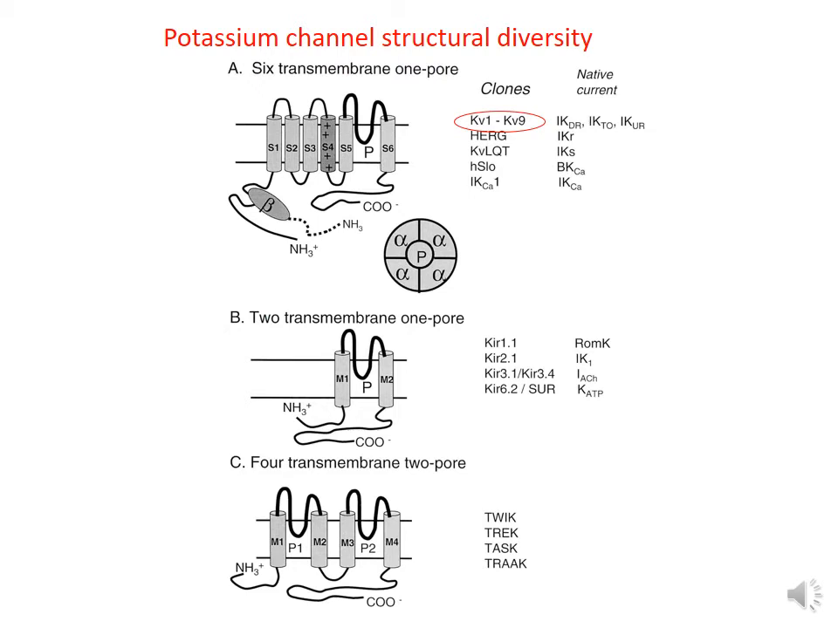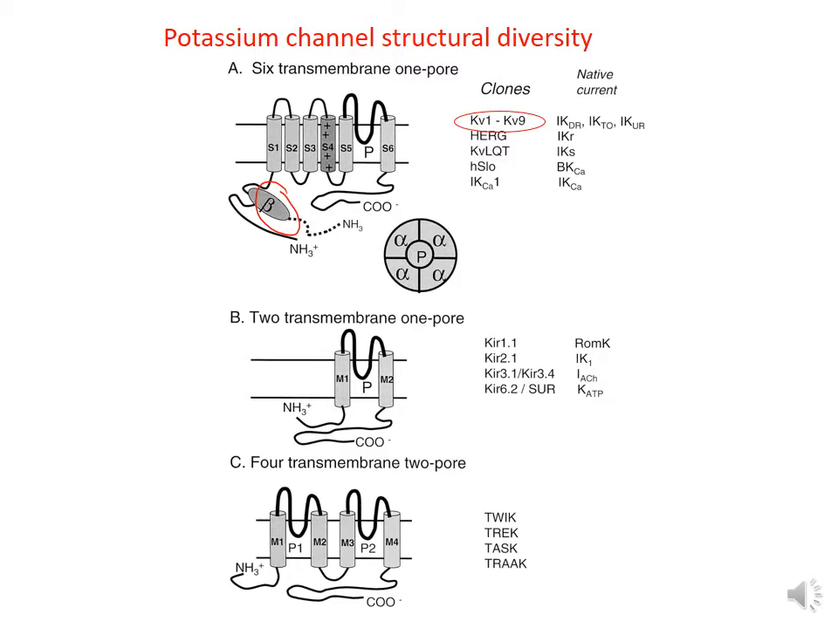Let's start our discussion with the KV channels. The KV channels usually have this kind of structure: 6 transmembrane domains, S1 to S6, and a P-loop that forms the selectivity filter of these channels. The polypeptide that encodes S1 to S6 is called the alpha subunit of these channels. Sometimes you also encounter a beta subunit that associates with the alpha subunit, and these beta subunits may modify the gating of these channels.